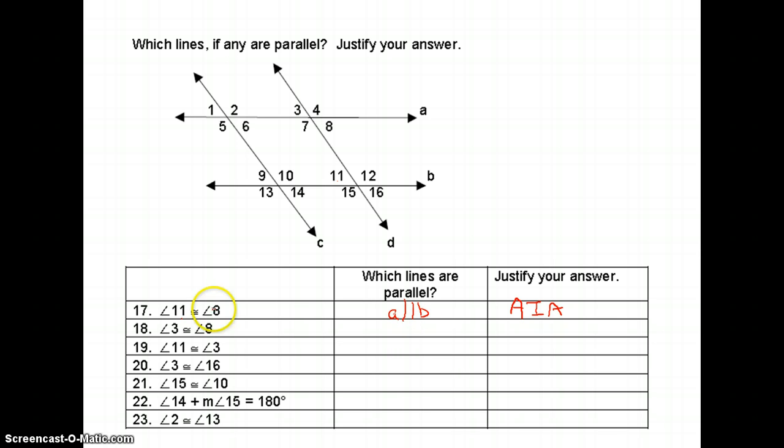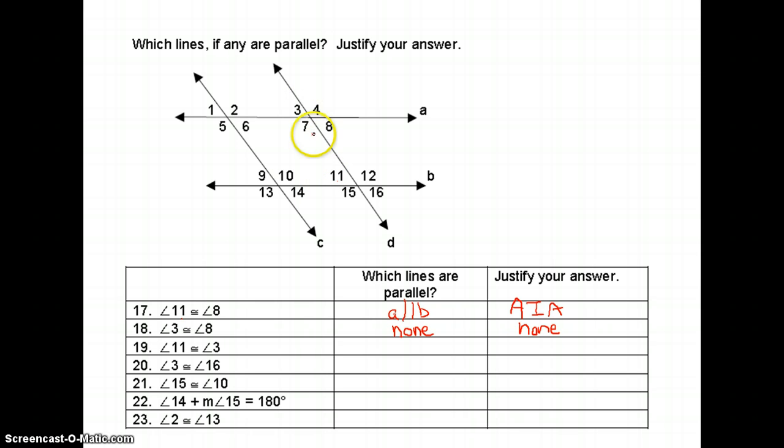18. 3 is congruent to 8. You can see those are both on the same lines. They don't tell us about a third line, it's just two lines. So since there are only two lines, there is no rule that tells us those are parallel, so no lines are parallel.